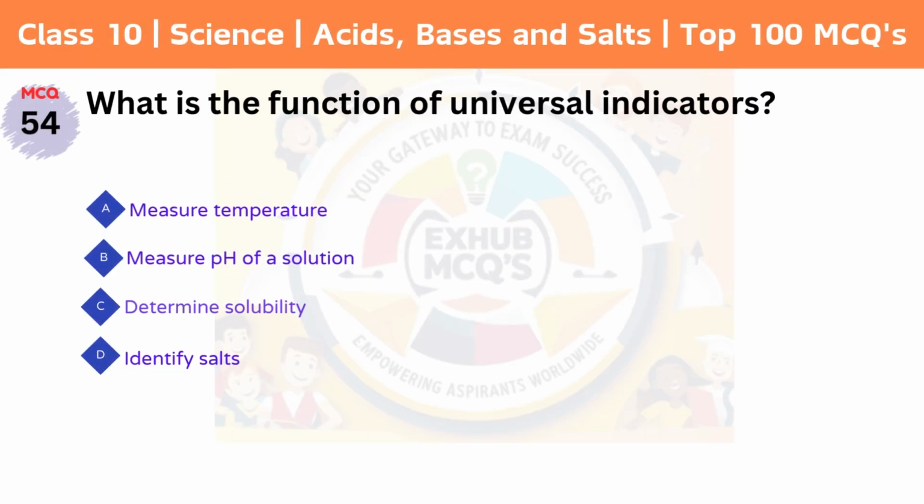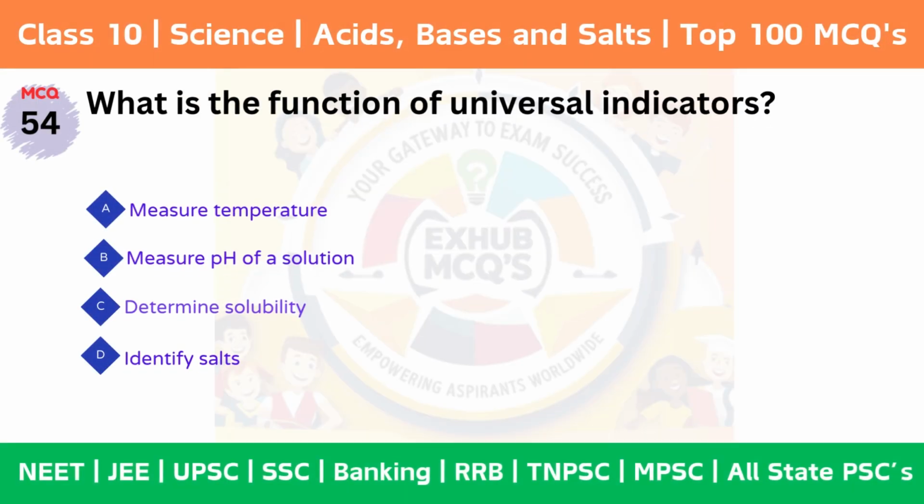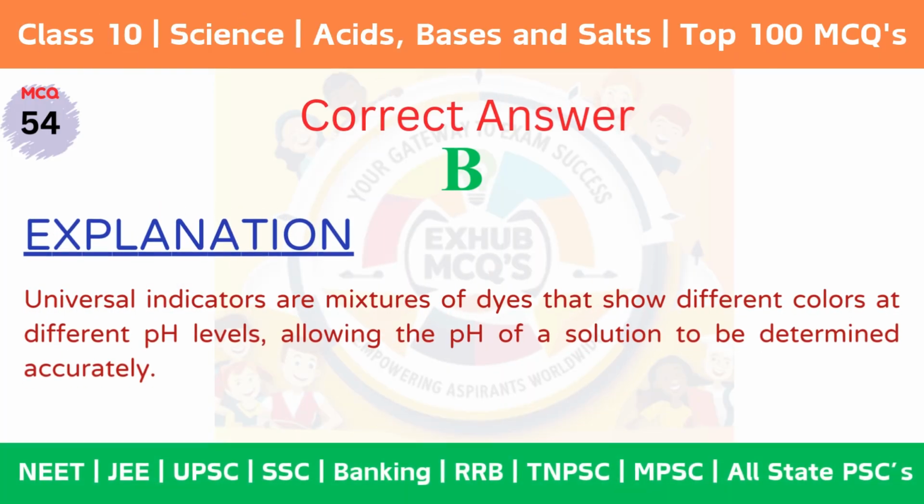MCQ 54. What is the function of universal indicators? Option A, measure temperature. Option B, measure pH of a solution. Option C, determine solubility. Option D, identify salts. The correct answer is option B, measure pH of a solution. Explanation. Universal indicators are mixtures of dyes that change color at different pH levels, allowing the determination of whether a solution is acidic, basic, or neutral.